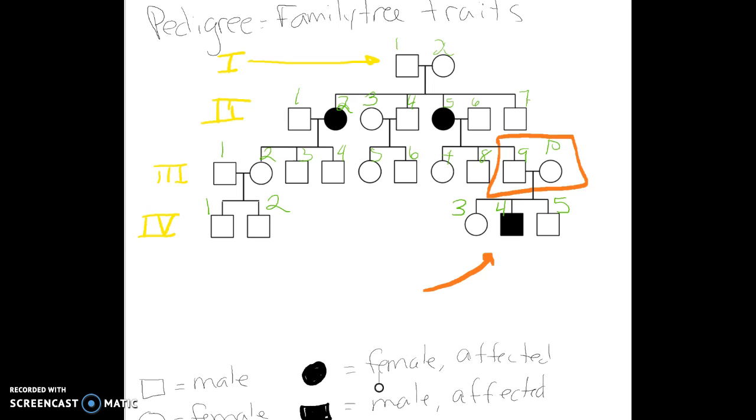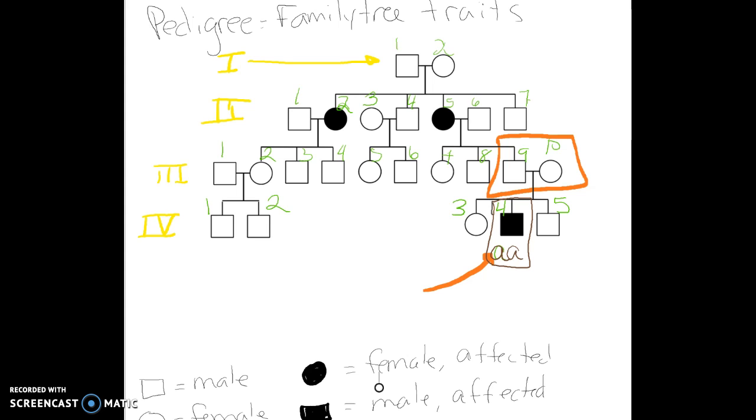Okay, and so that gives me an indication that this person right here, I was going to switch colors. Sorry, you guys, I'm new with this. So this person right here has got to be homozygous recessive. So person number 4 is homozygous recessive.